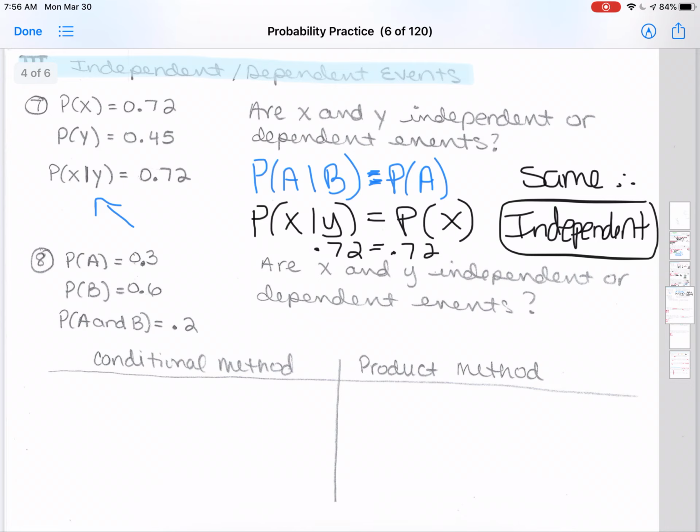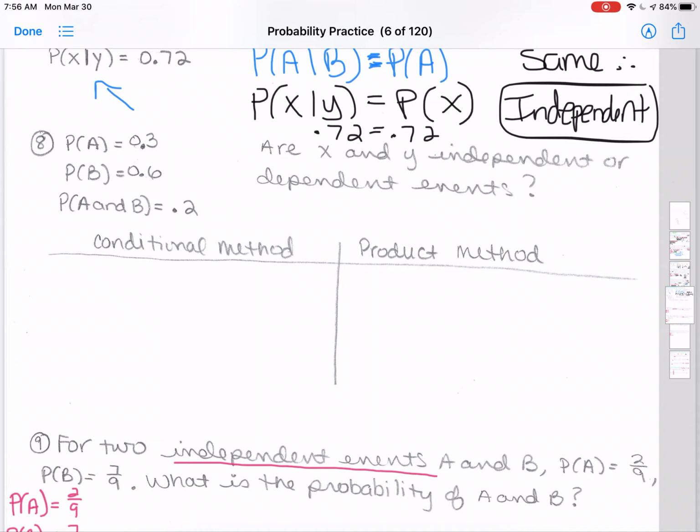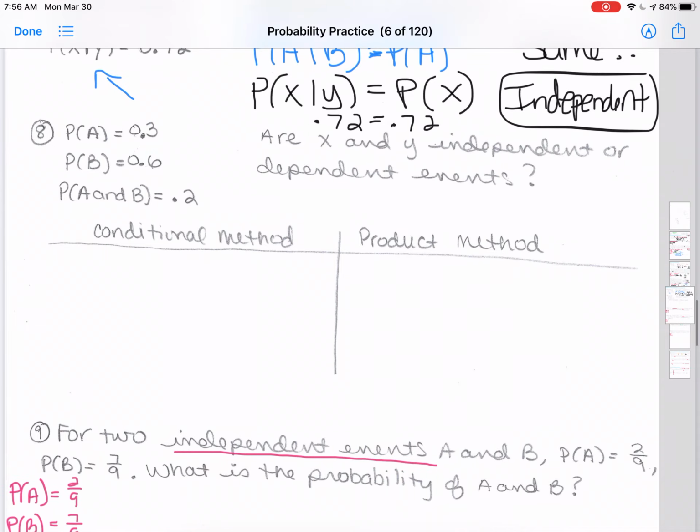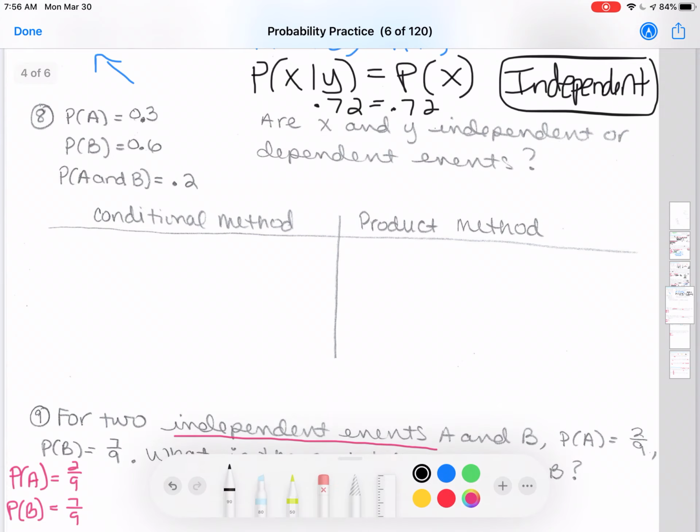Okay, let's try number 8. I'm going to show you how we can do both ways, because here they're giving me enough information that I can do both. It says, are x and y independent or dependent events? So we will do both methods here. In number 7, we were kind of forced into doing it one way. All right, so the conditional way.